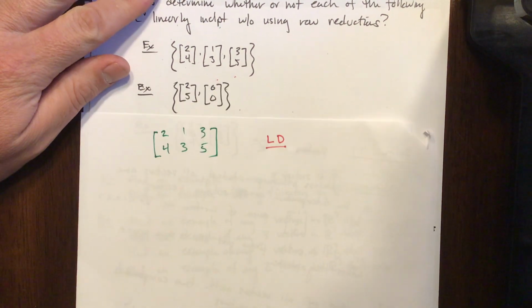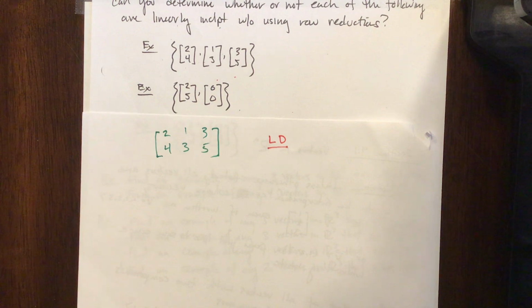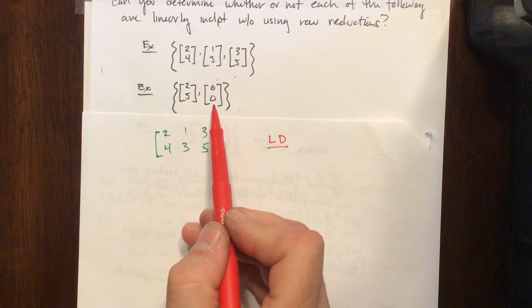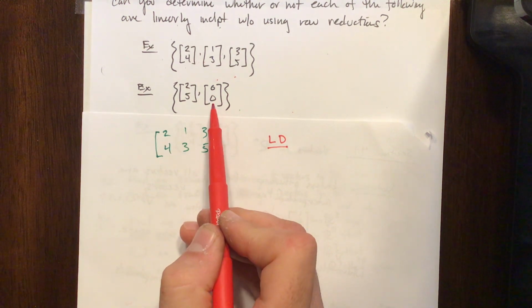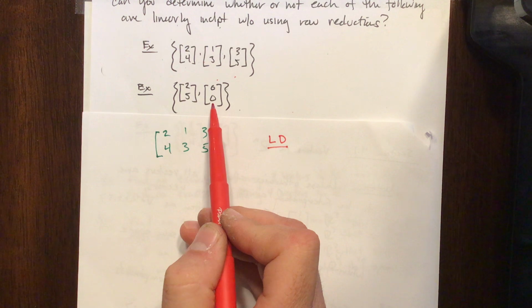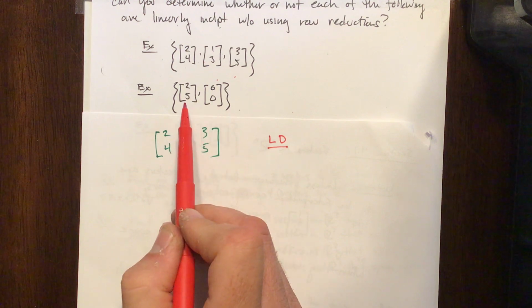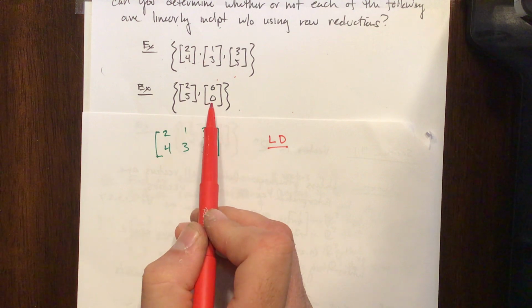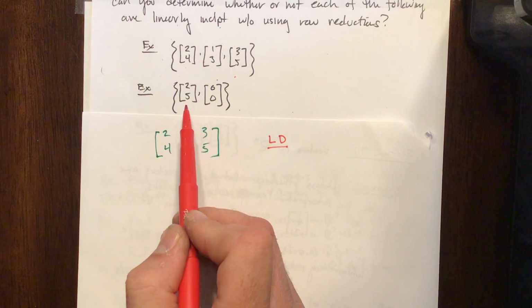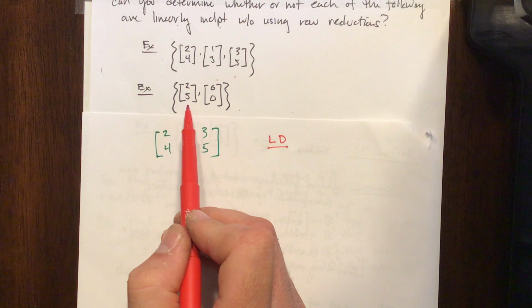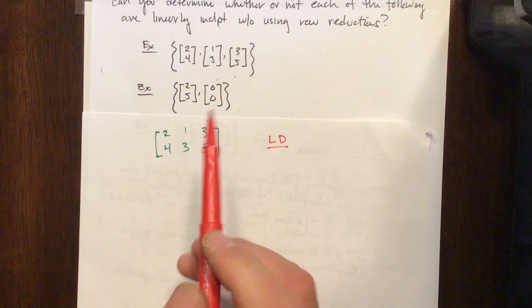All right, what about this? Linearly independent or linearly dependent? Well, the thing to notice here is one of the vectors is the 0 vector, and the 0 vector can always be obtained by taking 0 times the non-zero vector. So this vector is a scalar multiple of this vector and thus linearly dependent.